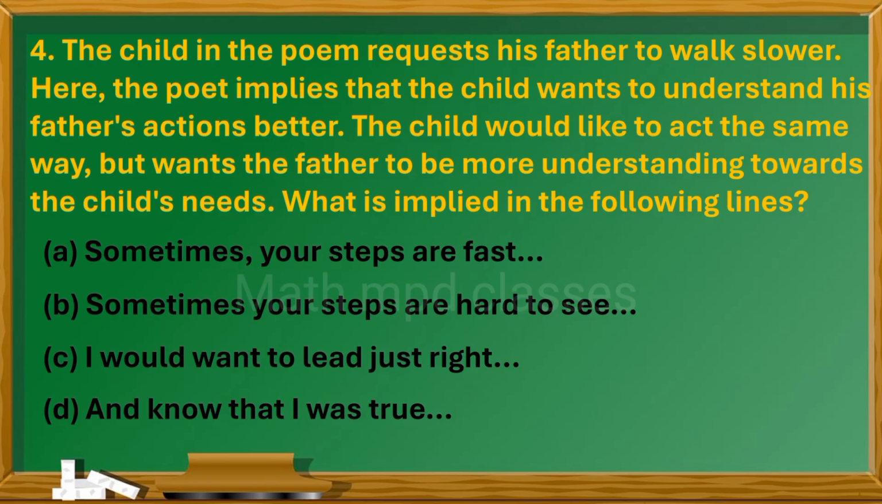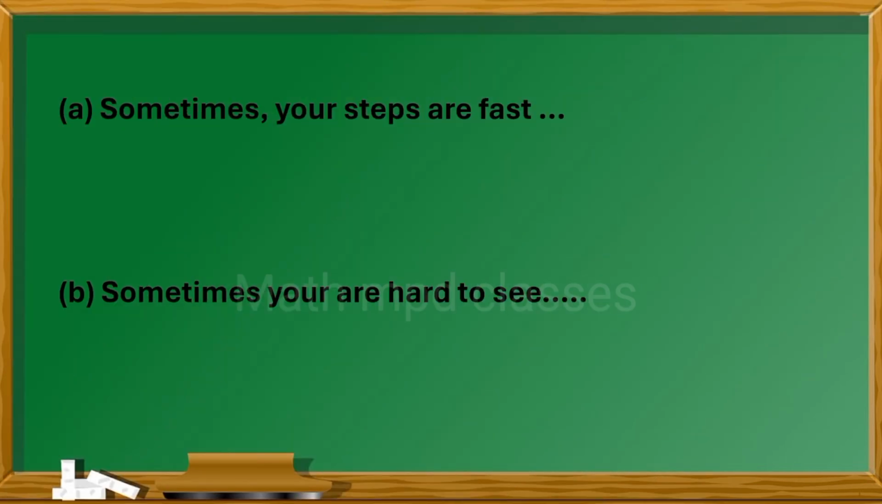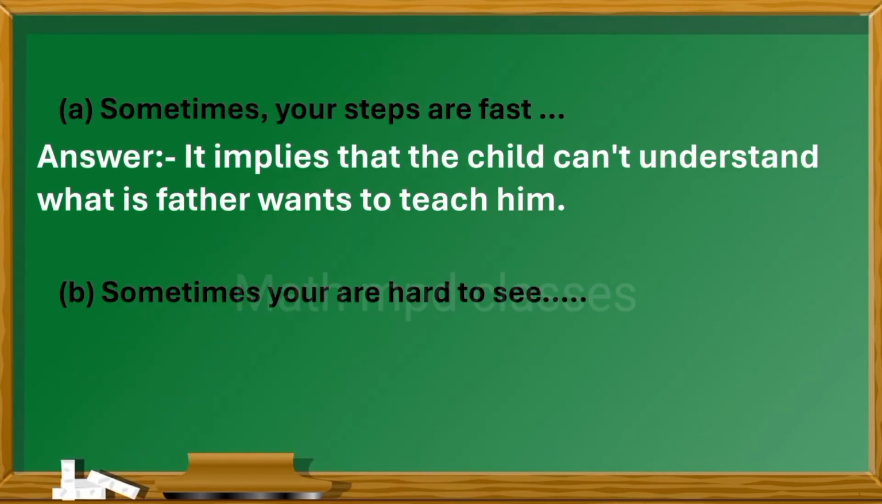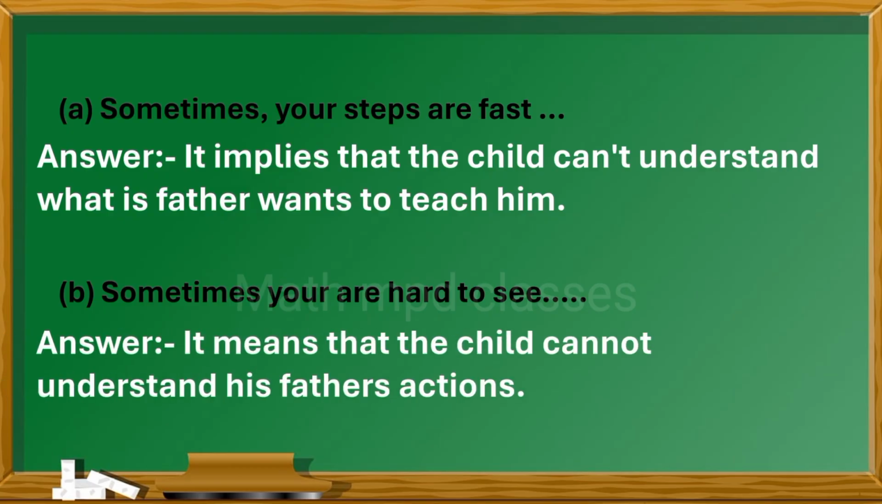A. Sometimes your steps are fast. Answer: It implies that the child cannot understand what his father wants to teach him. Next line. Sometimes you are hard to see. Answer: It means that the child cannot understand his father's action.